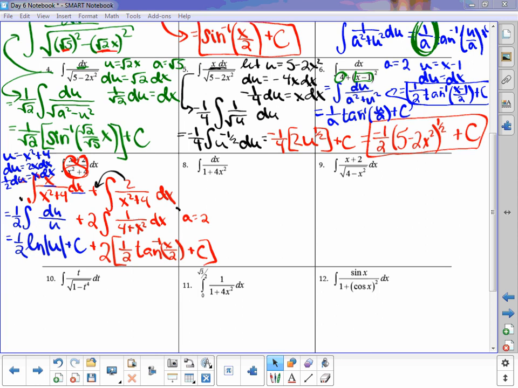Now, why do I have a 1/2 here again? It's the 1 over a. Where did this 2 come from? That coefficient there. Okay, so now let's compile it all together for our final answer.